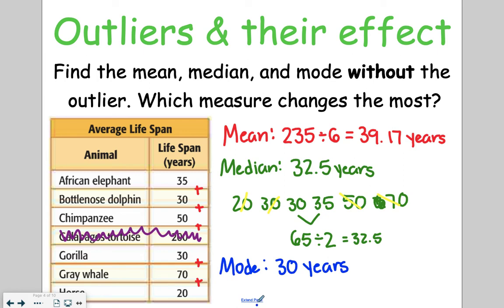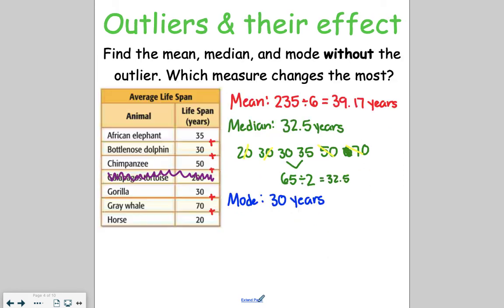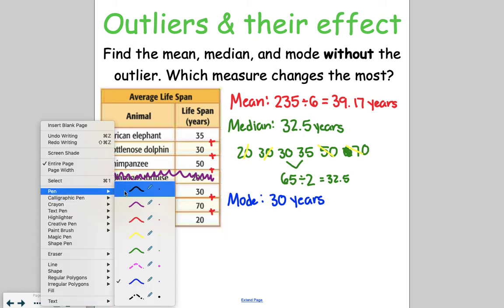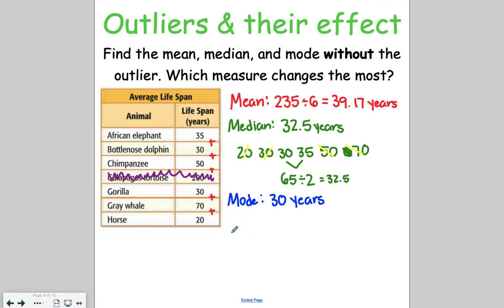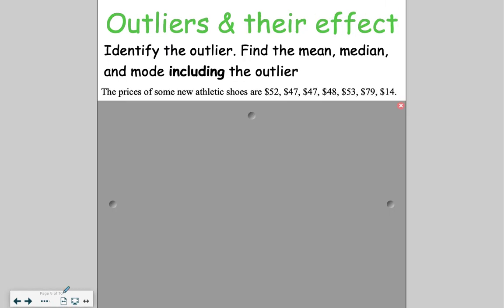So the one that changes the most to answer the question would be the mean. The mean changed the most. It had the most dramatic difference between whether we included that outlier or not. Go ahead and try this one on your own.